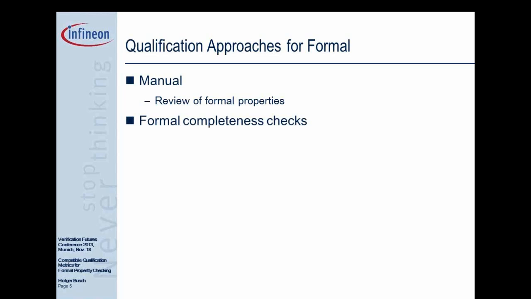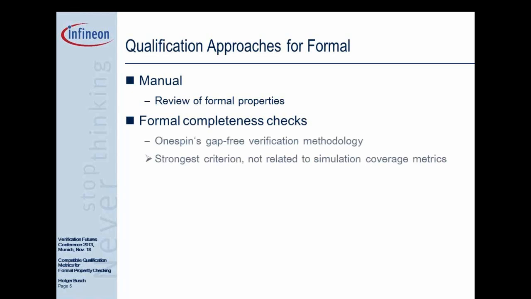Then the formal property checker we are using at Infineon is OneSpin. There's a very special feature, formal completeness checks, where the completeness is really proven formally. This is very powerful, and probably the strongest criterion available on the market, but it's not at all related to the simulation coverage metrics. So if you do mixed verification, then it's difficult to combine the results with the results from simulation.